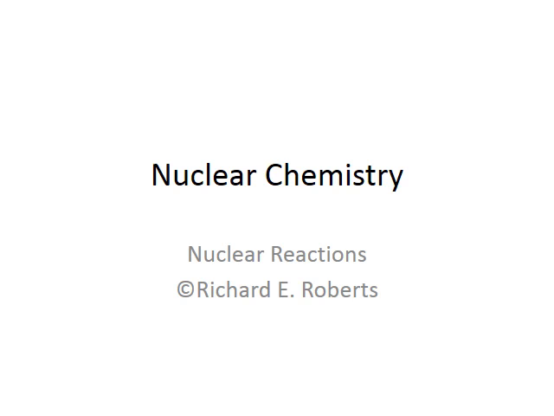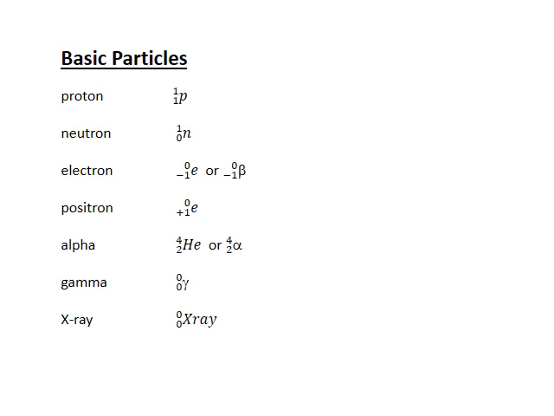Okay, we're going to talk about nuclear chemical reactions today. Before we get going, we should talk about the particles that we might see emitted from a nucleus. And these are the basic ones. A nucleus that's unstable might emit a proton, and a proton has a proton count of 1.